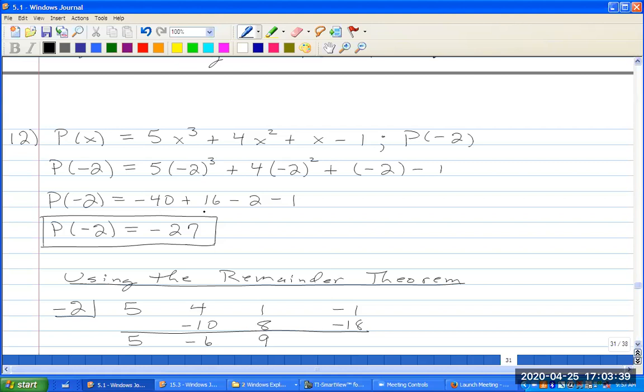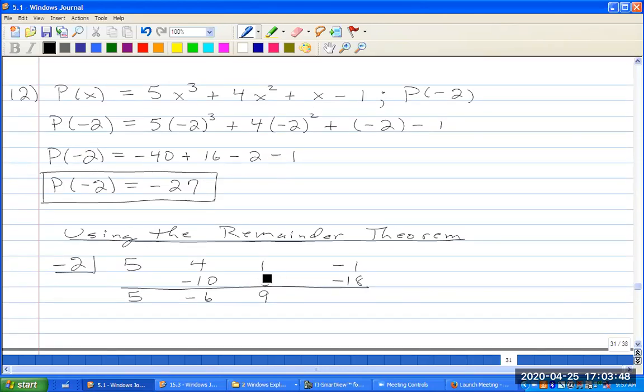Professor, I think you multiplied wrong for the bottom part, the remainder theorem. Oh, 12. Thank you, 12. Yes, I did write something wrong there. Okay, so 5, 4. Okay.